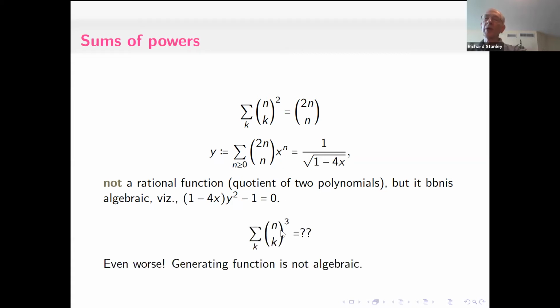On the other hand, the sum of the cubes of the entries in row n is not even algebraic, and there's no nice formula for this. So we can compare this sort of bad behavior of Pascal's triangle with a couple of the triangles I'll be looking at in my main talk.